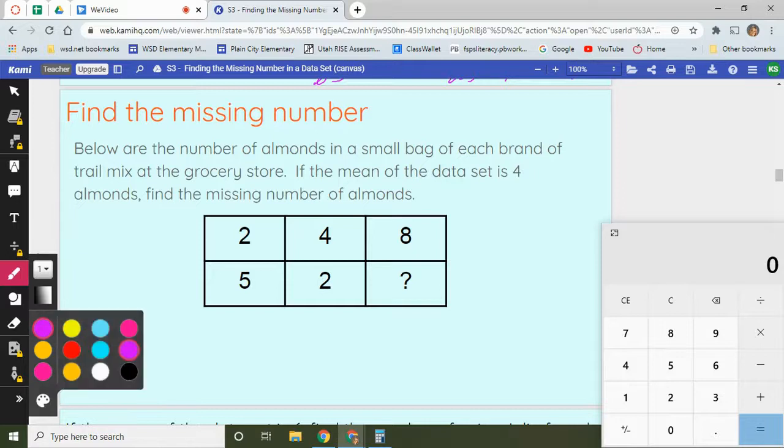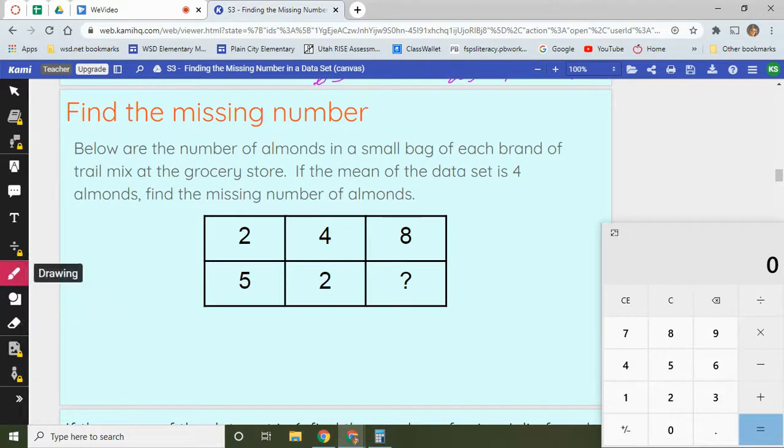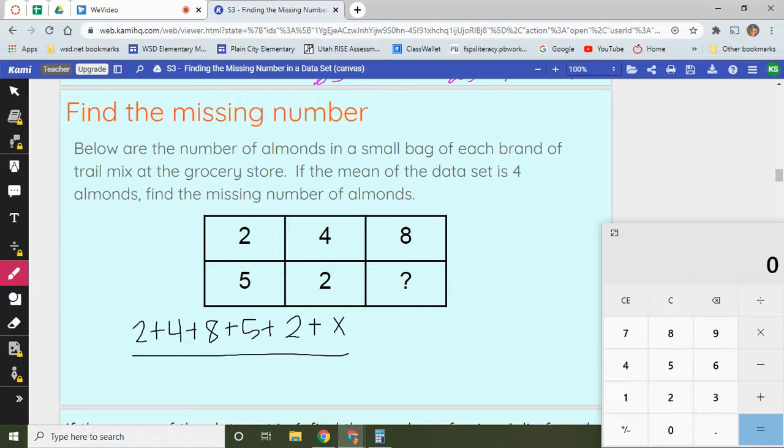So I first write down my numbers. So 2 plus 4 plus 8 plus 5 plus 2 plus x for my missing, divided by, well, 1, 2, 3, 4, 5, 6 numbers. And I go up to my story problem and it says the mean is 4. So that gives me an average of 4.